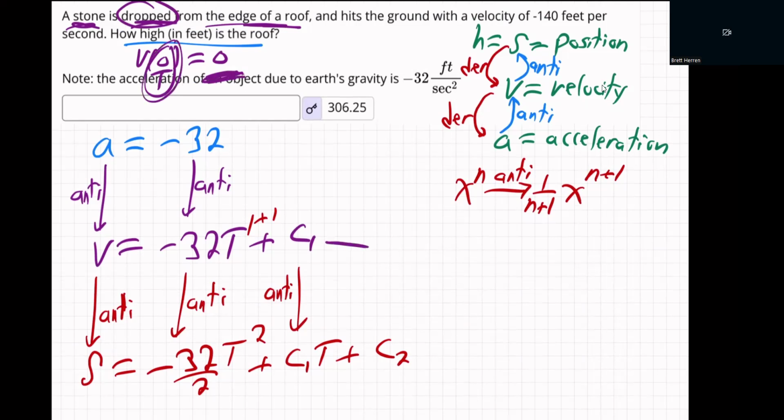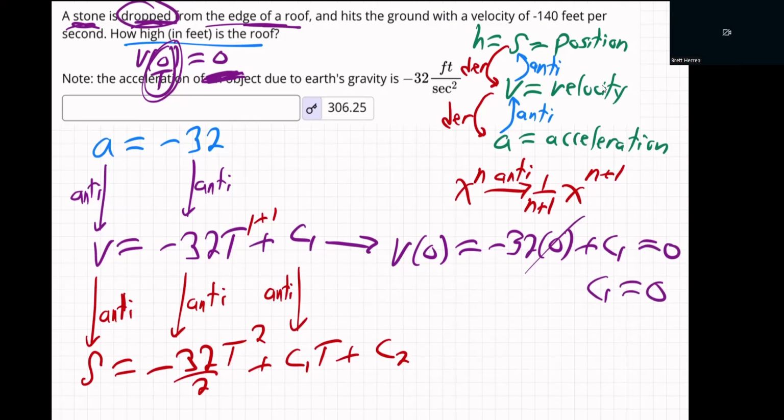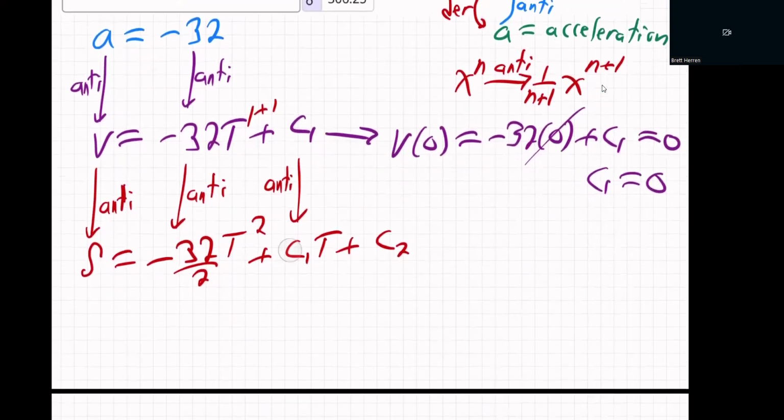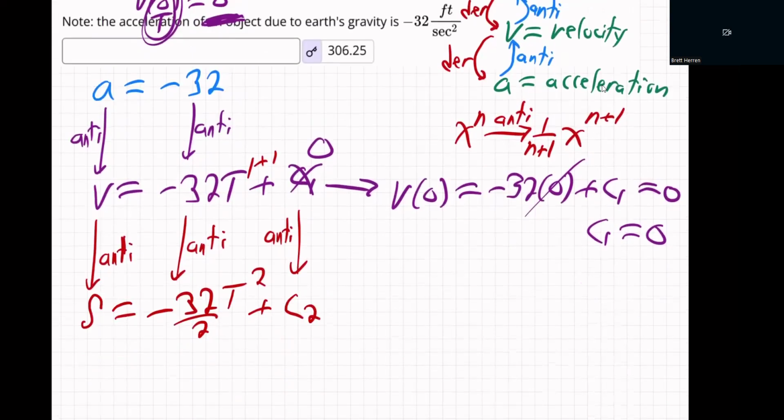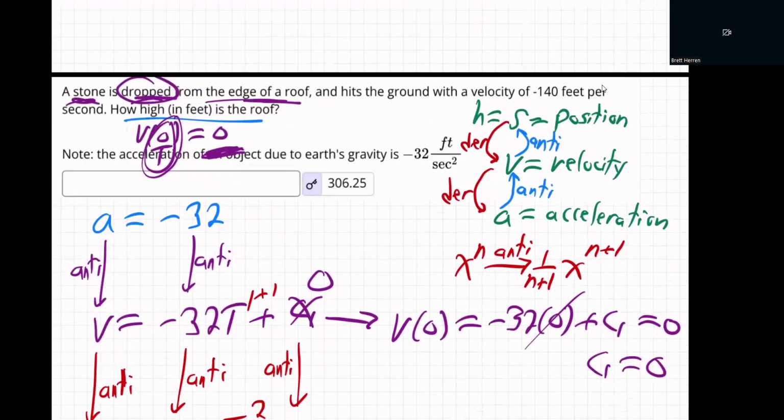So I should have done v of 0, which is minus 32 times 0 plus C1 equals 0. That means C1 is 0, so we can drop out that C1, and this just becomes constant 2. The derivative of constant 2 would still go back to 0, any number goes back to 0. I didn't think about that before.